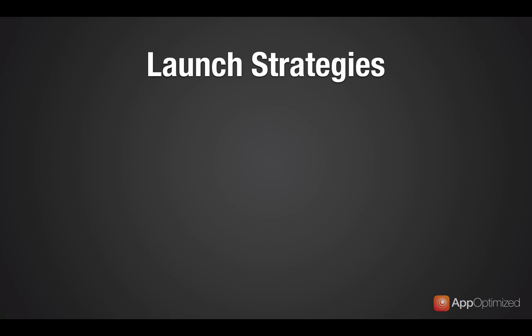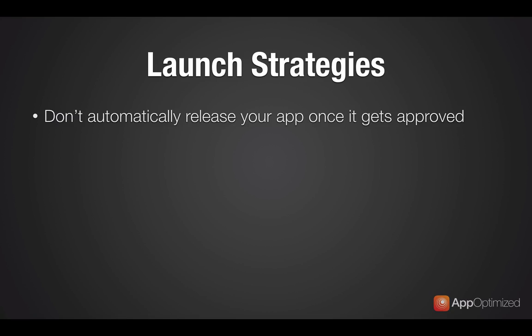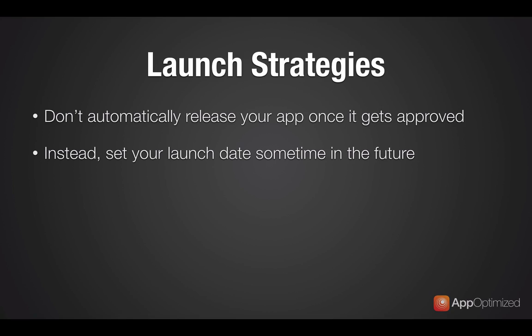A final launch strategy I want to share with you is don't automatically release your app once it gets approved. With Apple, there's a review process and there's the option to automatically release it once it gets approved. I would not do that, and instead I'd set the launch date sometime into the future. What I do is actually set it a year into the future just to make sure that it doesn't get launched by accident. That's specifically with iOS. With Android, you don't have to worry about this because there is no review process and you can launch it whenever you like. But I would hold off on releasing it the moment you submit it into the Google Play Store.